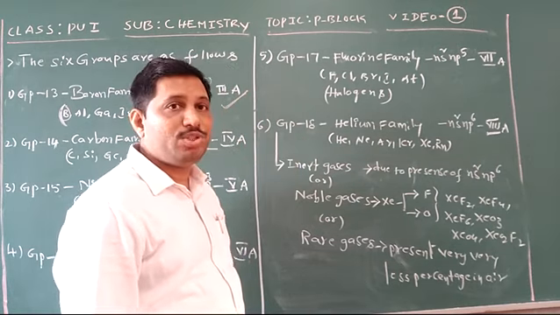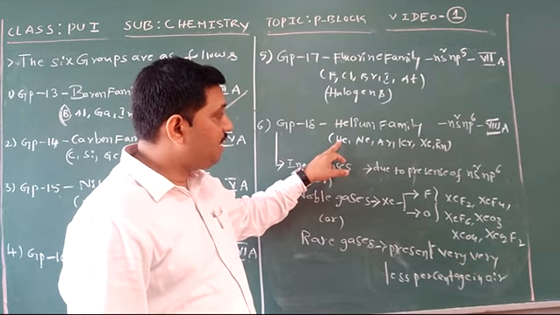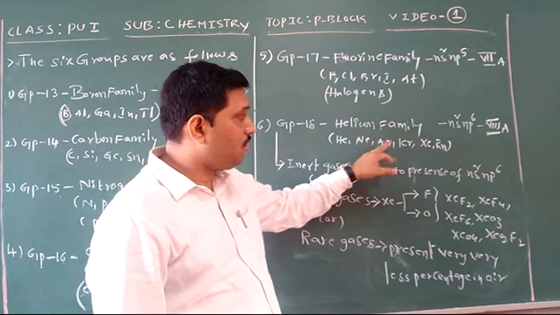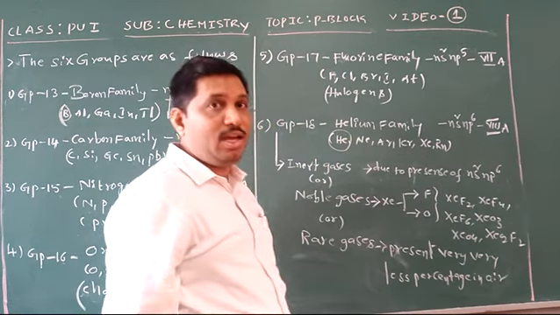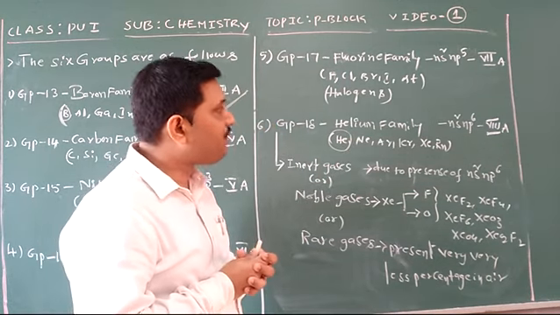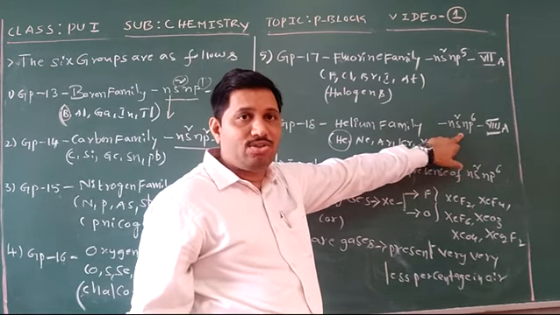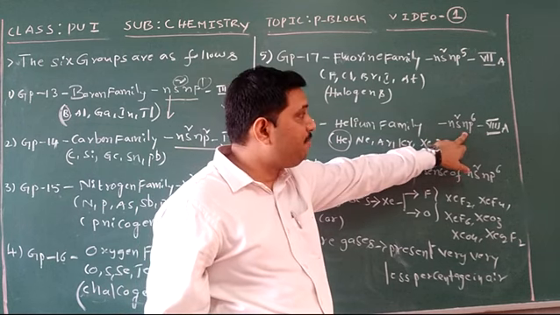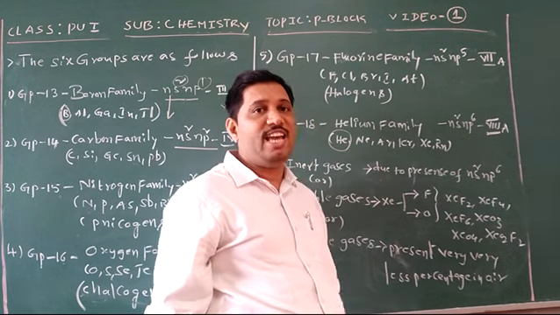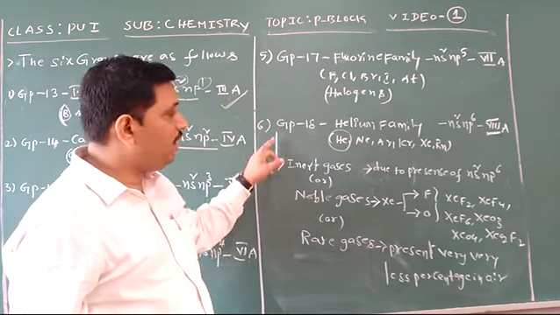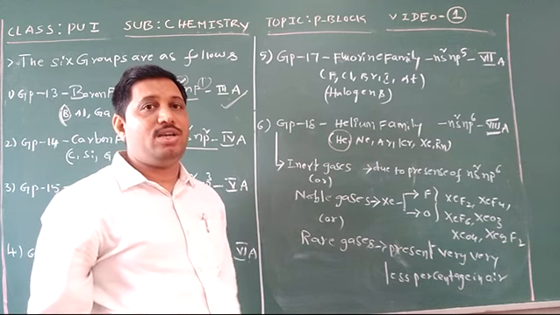Similarly, group 18, which is also known as helium family because the first element of this group is helium. The elements present in this group are helium, neon, argon, krypton, xenon, radon. The general valence shell electronic configuration of group 18 elements is ns2np6. Due to the presence of 8 valence electrons, this group is also known as 8th A group. These group 18 elements are also known as inert gases, noble gases, or rare gases.